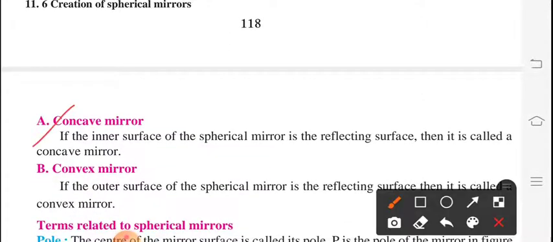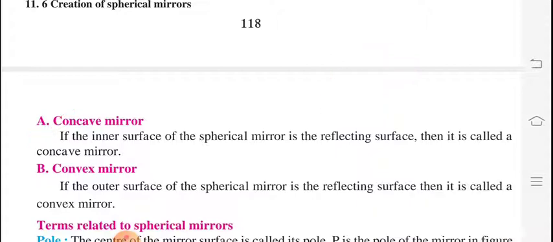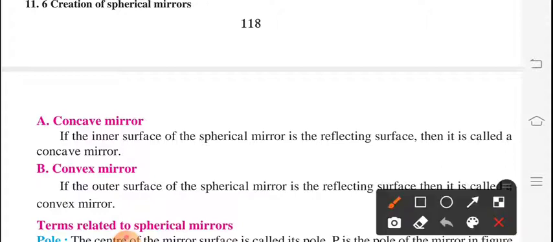With a concave mirror, the inner surface of the spherical mirror is the reflecting surface. Then it is called a concave mirror. Inner surface means the concave mirror is this way, and this inner surface is going to reflect. If the outer surface of the spherical mirror is the reflecting surface, then it is called a convex mirror. Suppose this is the outer surface and this is reflecting. So this type of surface comes in convex mirrors. We have images for the same.